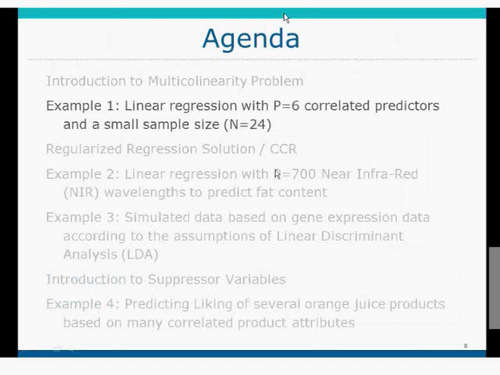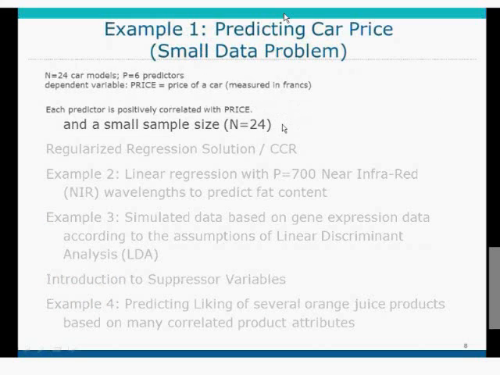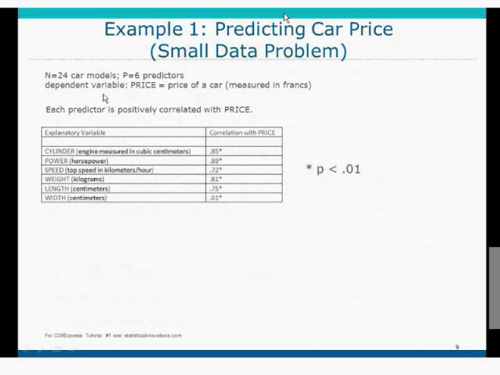Okay, so let's take a simple example. Here we have 6 predictors and a small sample size, 24. So instead of individuals, each case is a car. We have 24 different car models, and we want to predict the selling price of the car. Now here, this is real data. Price is measured in francs. That dates the example.